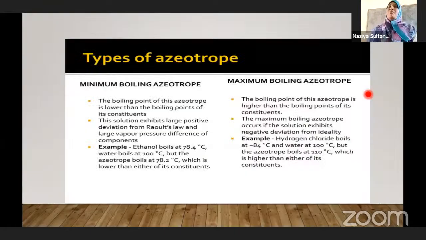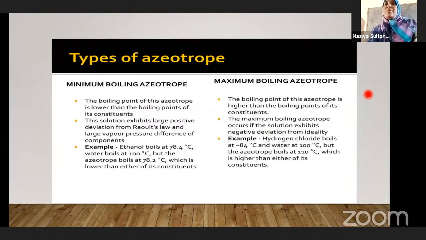Next, coming to the types of azeotropes: minimum boiling azeotrope and maximum boiling azeotrope. The boiling point of a maximum boiling azeotrope is higher than the boiling points of its constituents. When the boiling point is more than its constituents, we call it maximum boiling. If the boiling point of the mixture is lesser than the individual constituents, we call it a minimum boiling azeotrope.